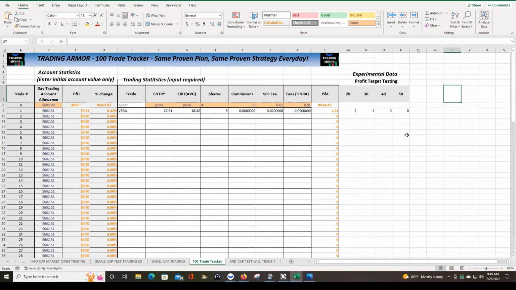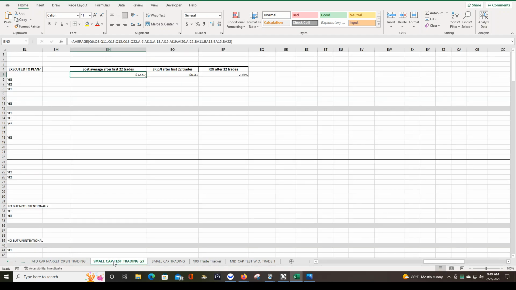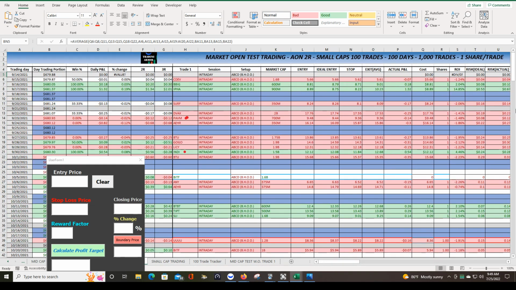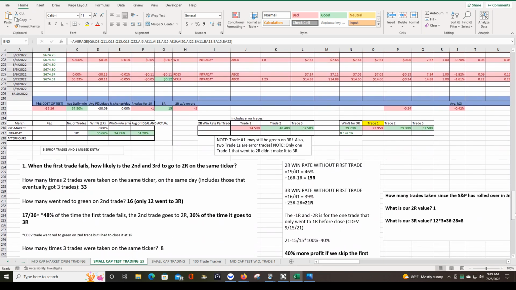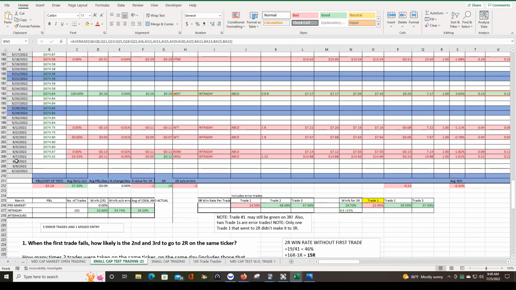All right, so this is what we're tracking, our small cap trading now that we're trading full position size, but our test trading, that's where we were collecting all of this data. See, this is the problem, I have my calculator open, so it's going to keep popping up here. Anyway, this was the small cap test, and we started back in mid-September, and we went all the way up until, I think it was June. Yeah, June 7th looks like our last trading day.